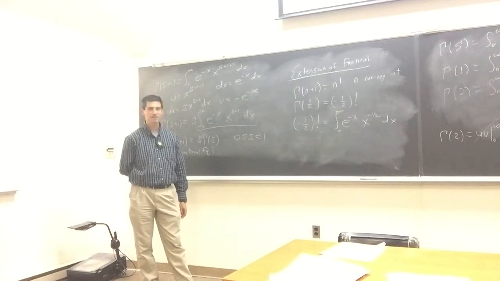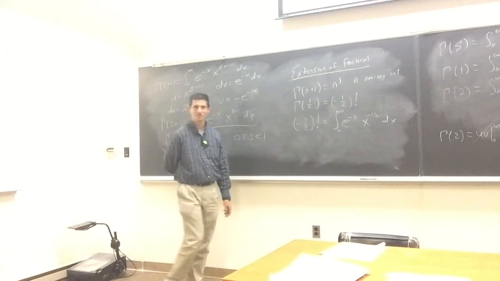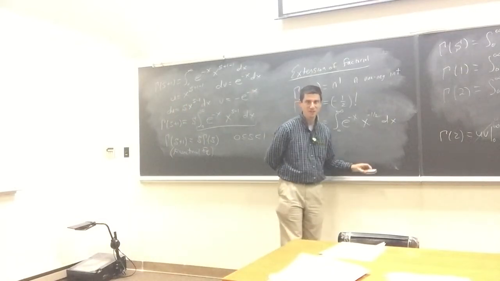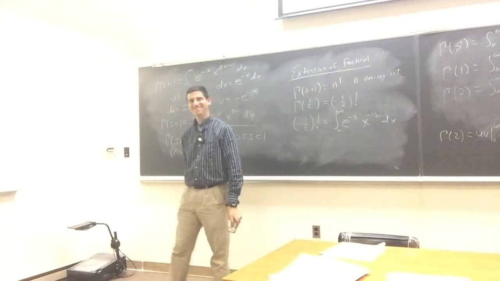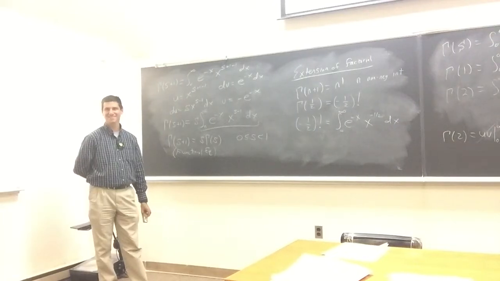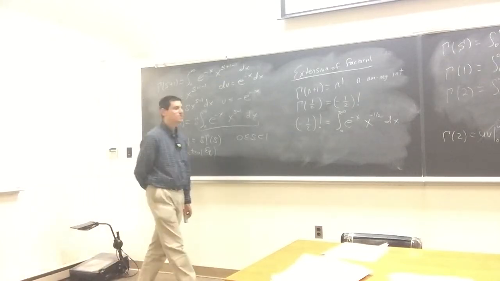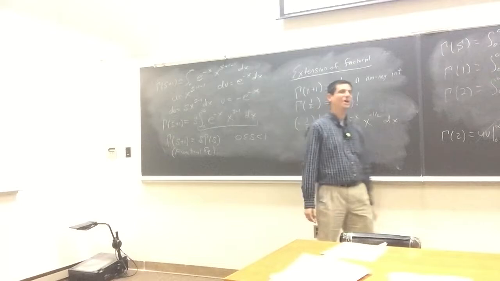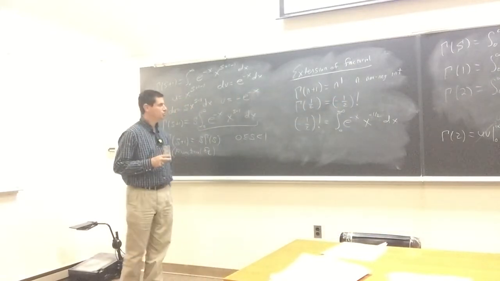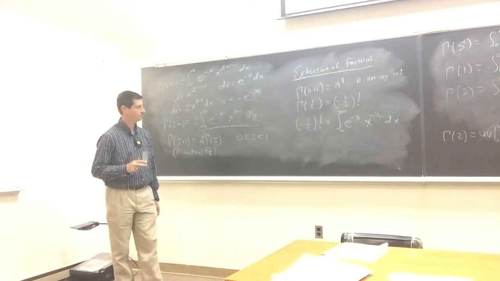Does anybody have any idea combinatorially what negative 1/2 factorial means? Okay. You've all seen it. Not only have you seen it, you've seen it today. Anybody know where you've seen it? Yes. Is it like the square root of 2 pi in the denominator? It's extremely close to the square root of 2 pi, yes. And the normalization of the normal. So I will explain where that comes from.